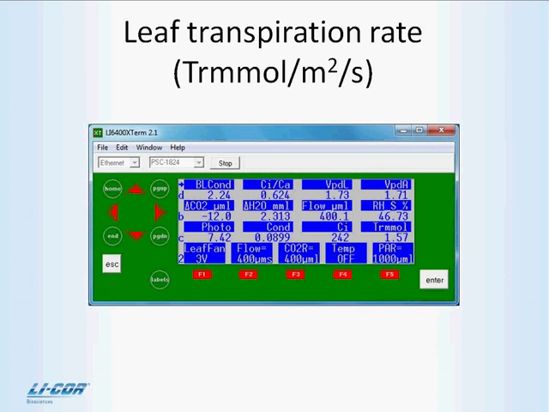But notice that even with an almost identical stomatal conductance of 0.08 moles per square meter per second, leaf transpiration rate in this case is significantly increased, at 1.57 millimoles per square meter per second, whereas previously it was 0.99 millimoles per square meter per second, even though everything else is the same. And this illustrates the point that whereas stomatal conductance is an intrinsic property of the leaf, leaf transpiration rate is a function of chamber conditions and might be quite different from field conditions.